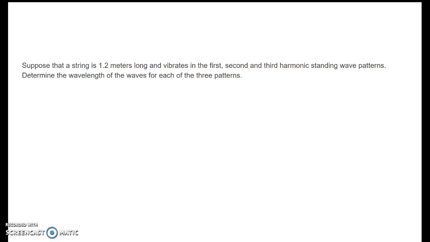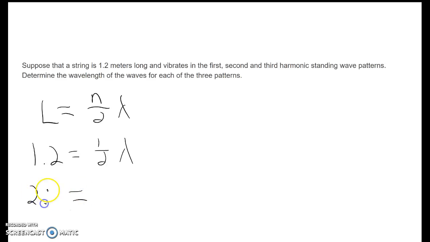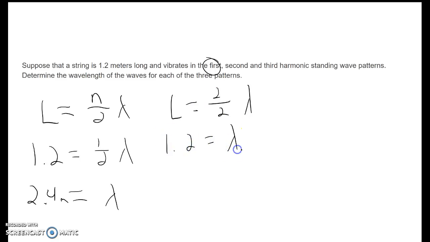So if we have the first harmonic, it's going to be n over 2 times wavelength. Our length is 1.2. For the first harmonic, it's going to be 1/2 wavelength. And if we do the math, we divide both sides by 1/2, we get a wavelength of 2.4 meters for our first harmonic. Our second harmonic, 2 over 2 here. So our length is 1.2. That's going to be equal to our wavelength. So 1.2 meters is our second harmonic.